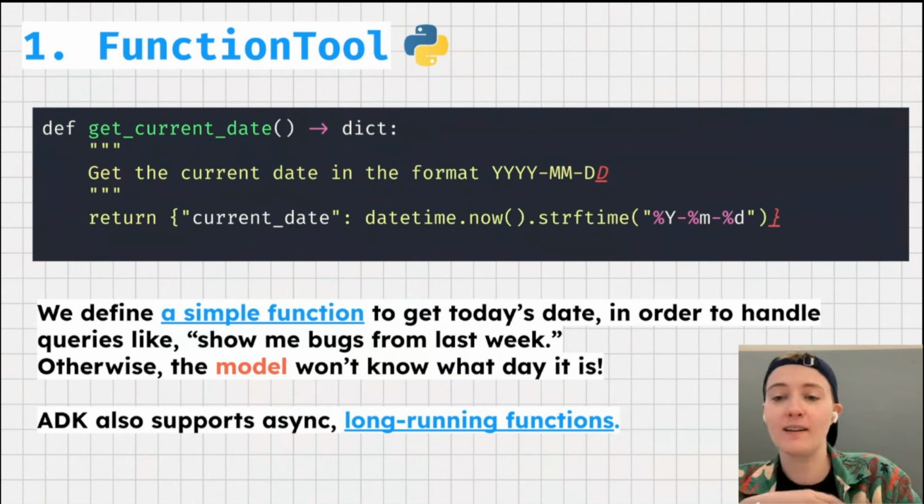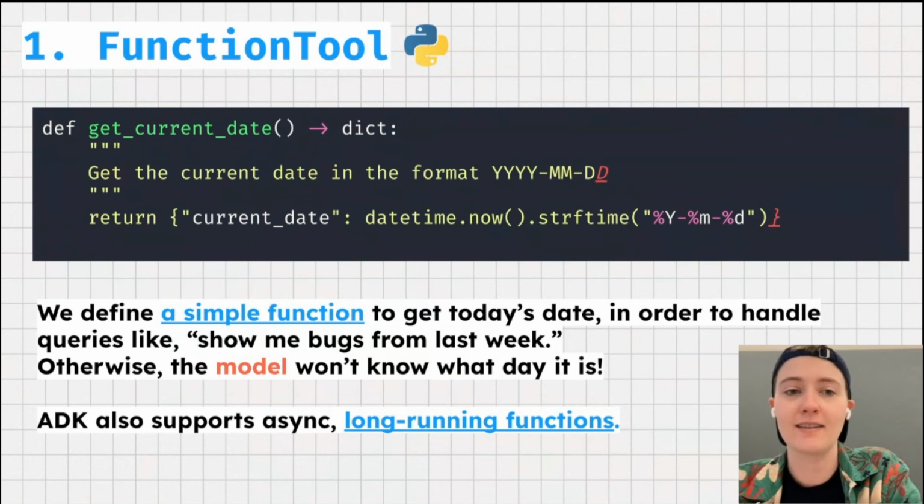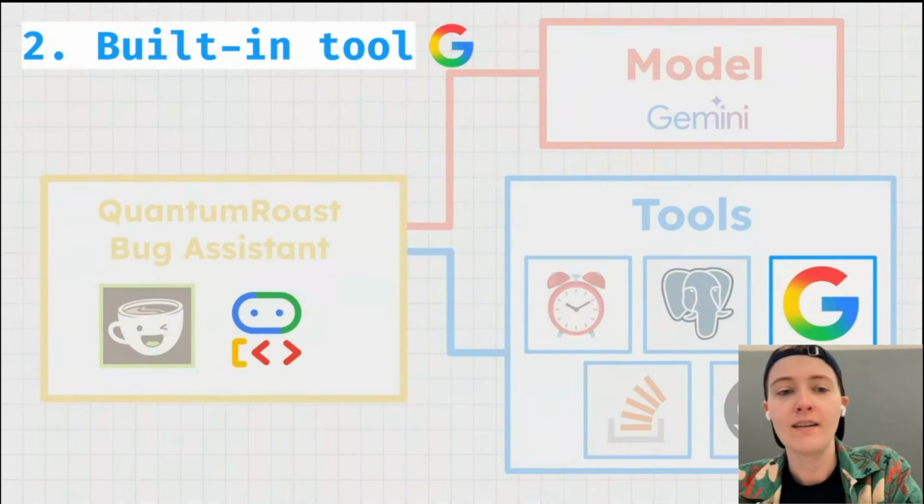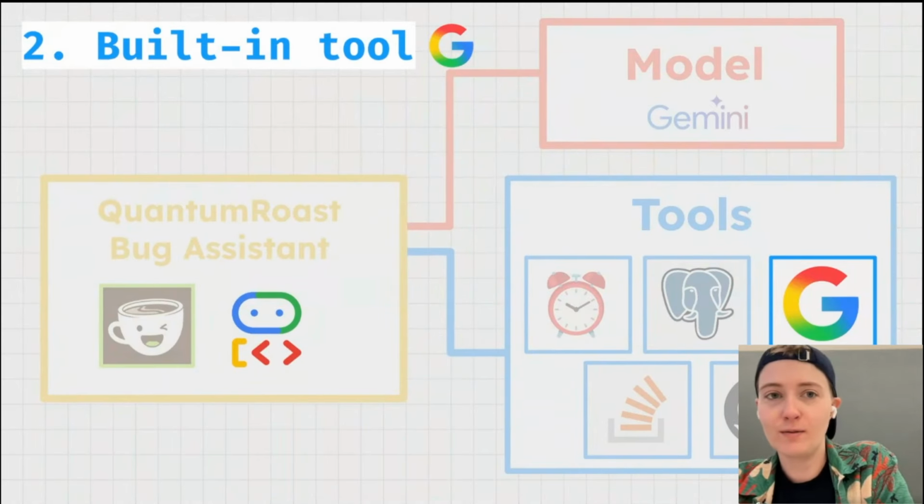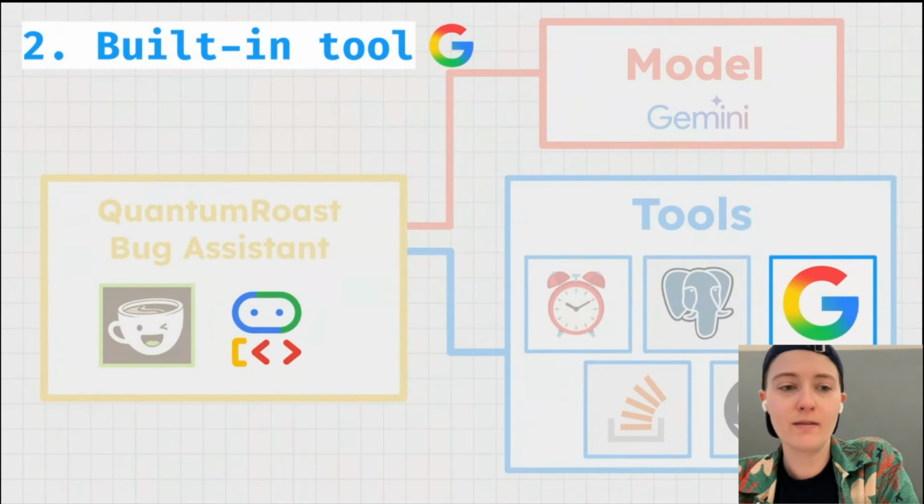ADK also supports long running functions, and it has this cool feature where it will give an initial response and then run in the background. So if you have things that you don't want to wait on synchronously, that is an option as well. Okay, let's cover built-in tools. So Jack, do you want to run through that one?